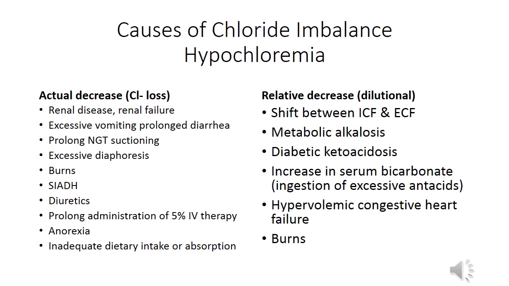Excess chloride loss through vomiting results in the loss of hydrochloric acid from the stomach. Gastric suctioning decreases serum chloride by removing hydrochloric acid from the stomach. Diarrhea results in water, sodium, and chloride loss. Diaphoresis, or excessive sweating, may cause chloride loss because chloride is found in perspiration.